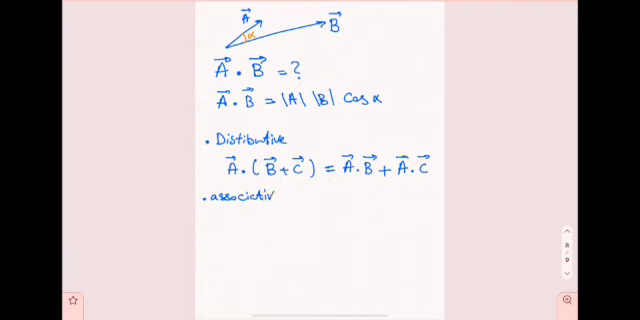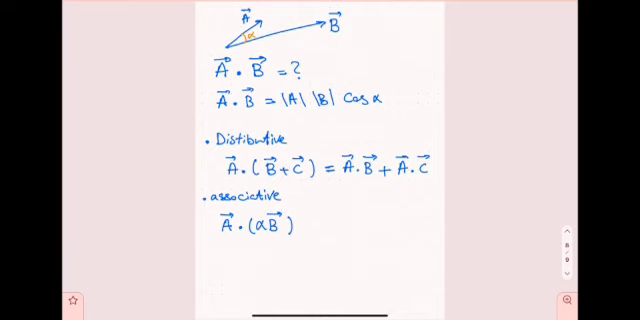Associative. Yeah? So what we mean here is that, for example, if we have the vector A dot product, a scalar alpha times the vector B, what do we get?